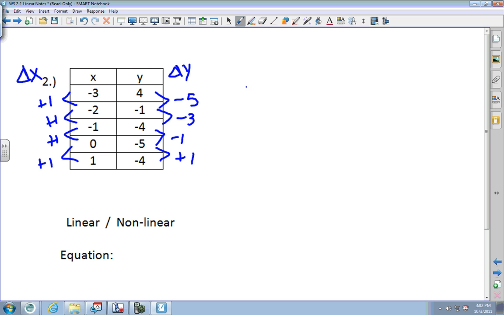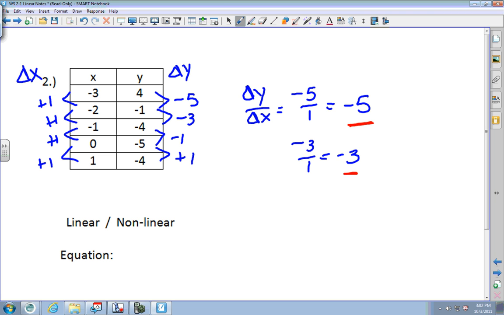So now if you go through delta y divided by delta x, negative 5 divided by 1 is negative 5. Then I have negative 3 divided by 1. That's negative 3. Already I don't have to go anywhere else because see how these are not the same? This is nonlinear because you cannot find the equation. We cannot find the equation of this data because delta y over delta x is not the same. So right here where it says equation, there's none. We can't do anything with it.